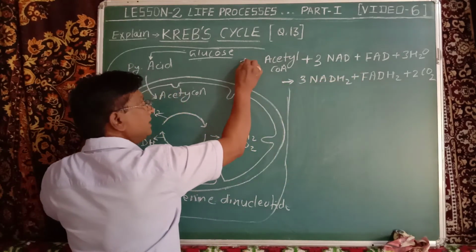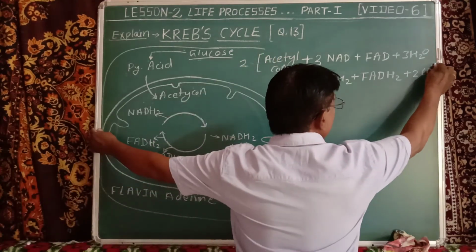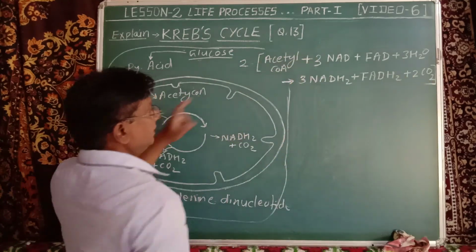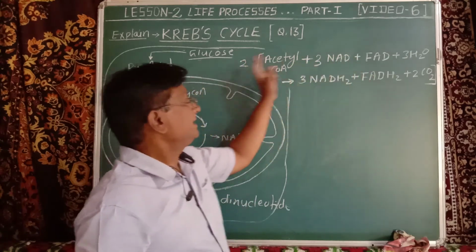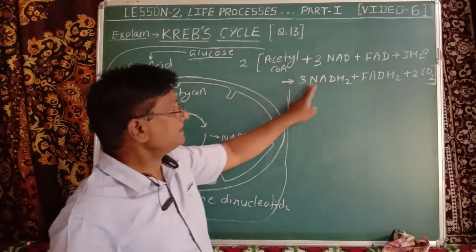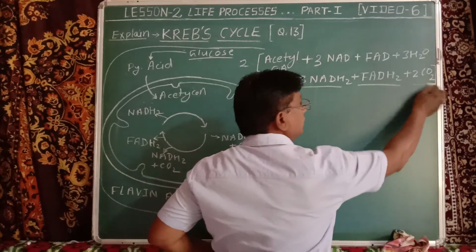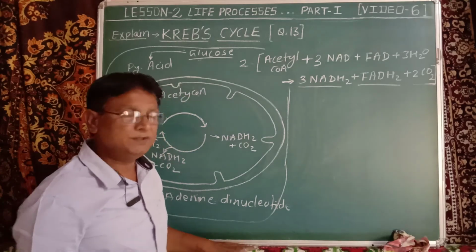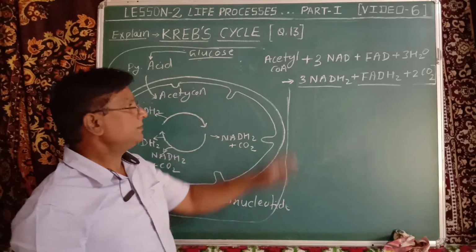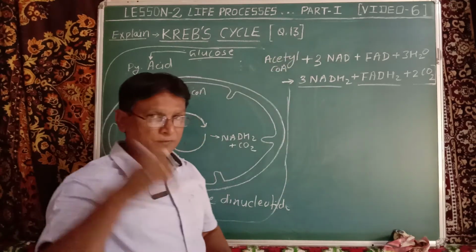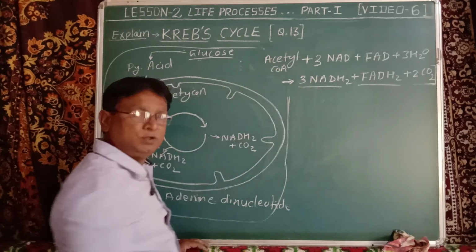Now suppose we are multiplying the whole reaction with 2, then how many will form? Everything will be double. That is 2 acetyl-CoA, 6 NAD, 2 FAD, 6 water molecules, and 6 NADH2 will be produced, and 2 FADH2 will be produced, and 4 carbon dioxide will be released. But the reaction which is given in the textbook is like this with only 1. Hence we are considering this reaction. But for understanding, there are 2 molecules, hence we multiply the complete reaction by 2.